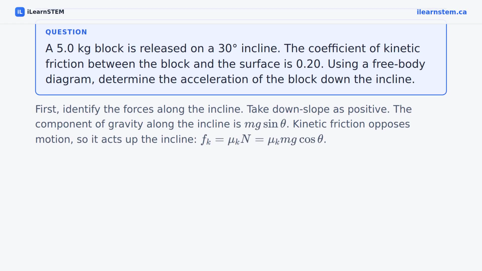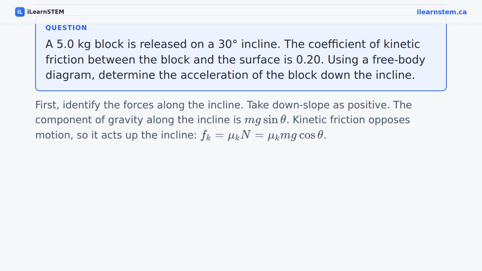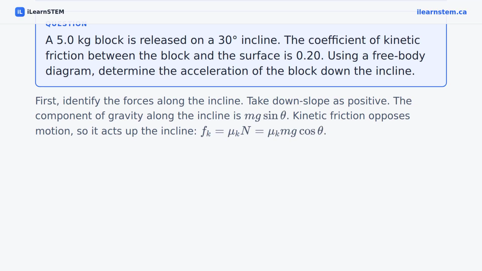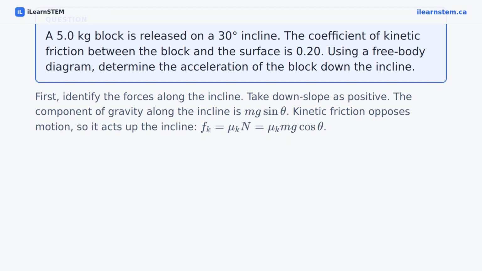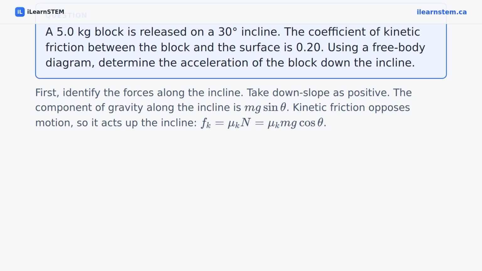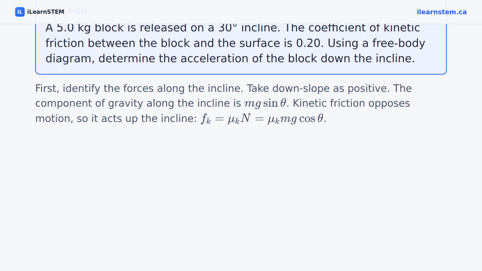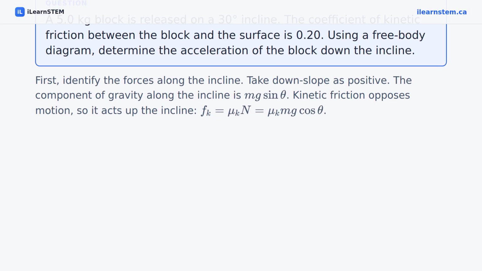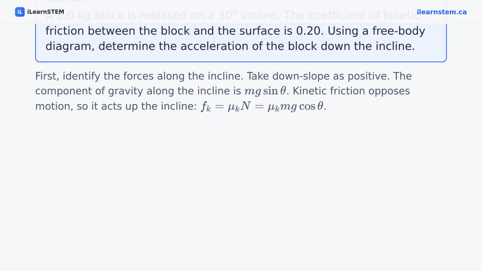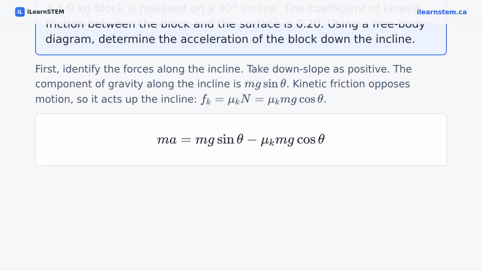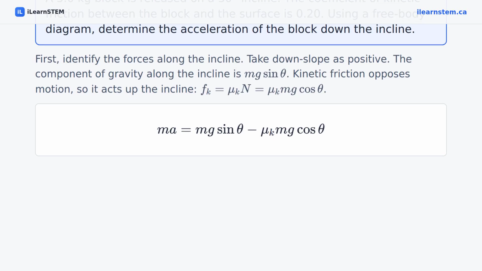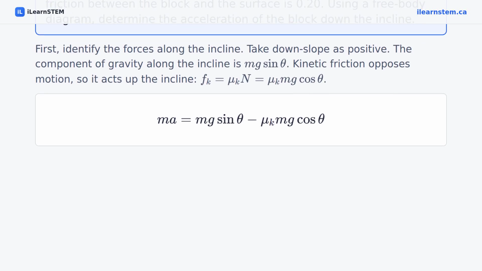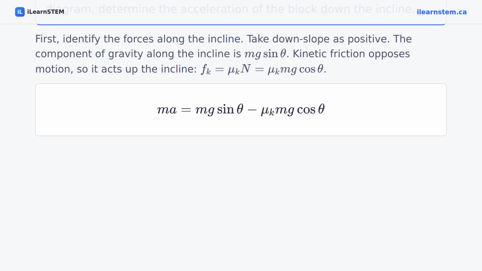First, identify the forces along the incline. Take downslope as positive. The component of gravity along the incline is mg sin θ. Kinetic friction opposes motion, so it acts up the incline. Fk equals μk times N, which is μk mg cos θ. Newton's second law along the incline gives ma equals mg sin θ minus μk mg cos θ.